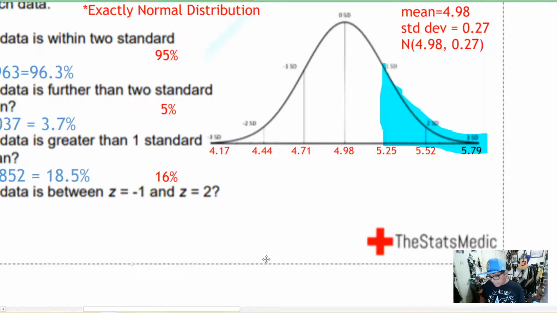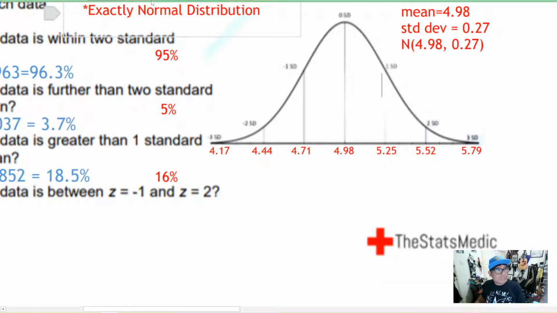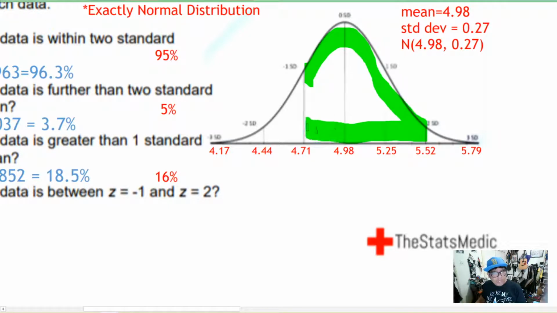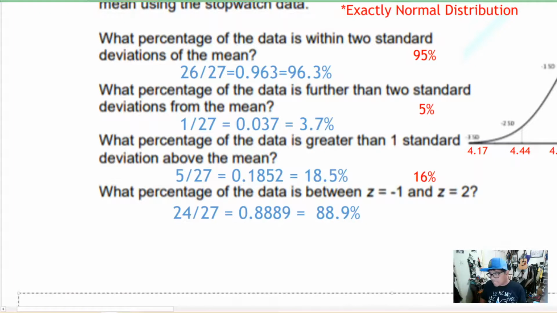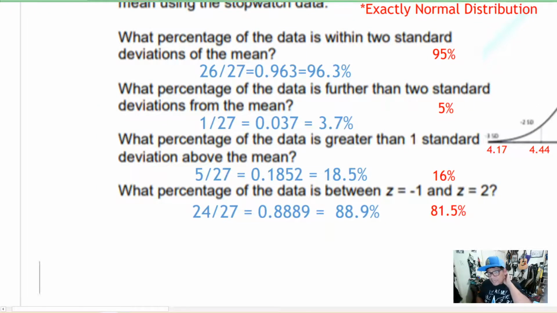Let's see what that looks like. Between a z-score of -1, which is right here, and +2, which is right here. So we're looking at times that are between 5.52 and 4.71. What does the data say that is? Well, my class got 24 out of 27, and that's about 88.9%. Now, in an exactly normal distribution, that number would be 81.5%.